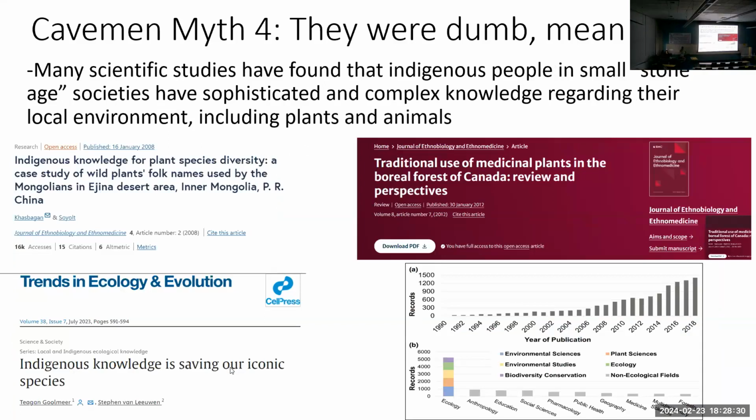And in the last couple decades, the scientific world has shifted a little bit. We've paid more attention to indigenous knowledge and what people know in these small-scale societies. And what we find is, if you study their knowledge, they actually know a lot. For example, there have been a lot of papers on indigenous knowledge of local plants, local animals, the species that they know, the medicinal qualities of the plants in their area. Indigenous knowledge is saving our iconic species.